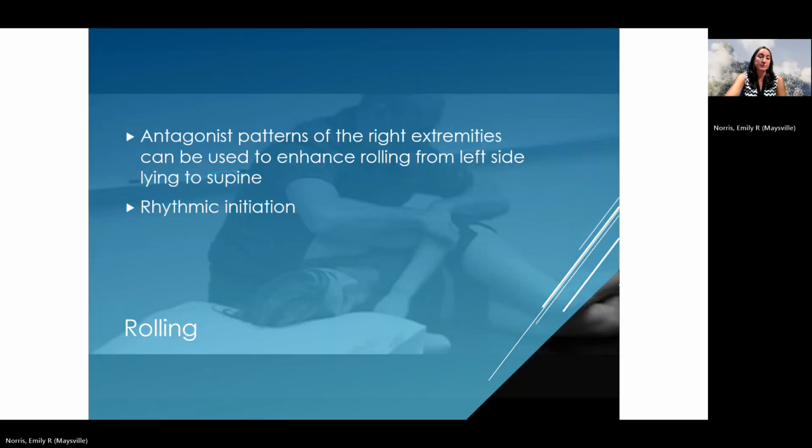That's your supine progression. For rolling, you can use some antagonist patterns of the right extremity to help somebody roll from the left side to supine. So whichever direction you're rolling towards, you can do some patterns to help prepare them for that roll and then assist them with rolling. Rhythmic initiation is a good PNF pattern to use to assist somebody with rolling.